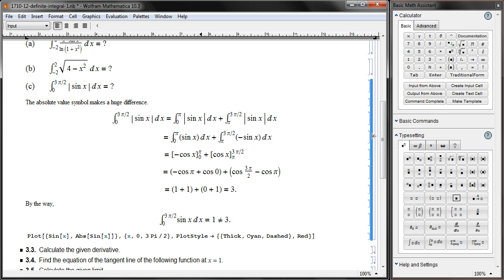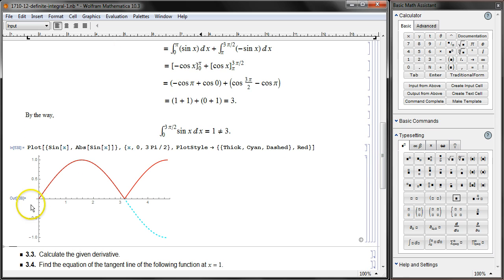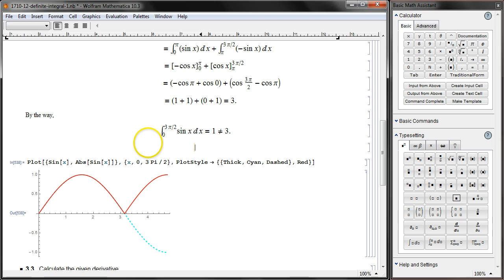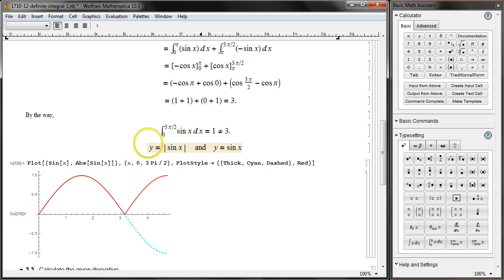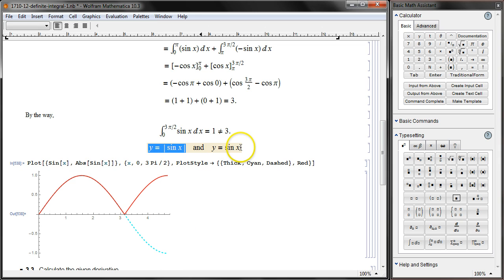And the best way is to use a graph. Here you go. The red is the graph of the absolute value of the sine of x. So the red is, let me put over here, y equals absolute value of sine of x. Okay, this is red. And then this one is light blue.